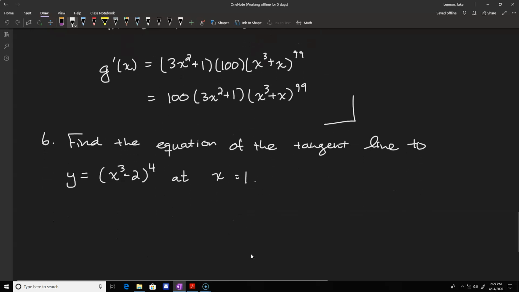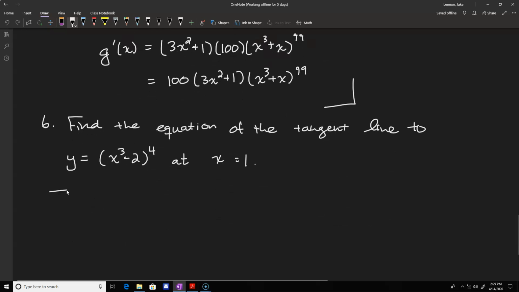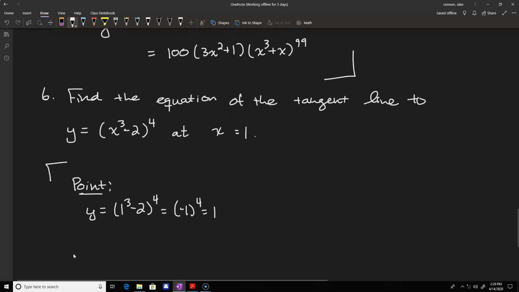So there's 2 ingredients to find the equation of a tangent line. You need to know the point and you need to know the slope. So to get the point, we just plug x into the original formula. So y is going to be 1 cubed minus 2 to the 4th, which is negative 1 to the 4th power, which comes out to be 1. So our tangent line passes through the point 1, 1. Now we need to find the slope.